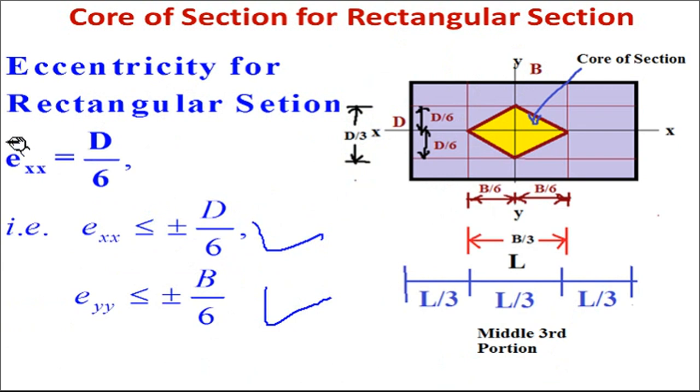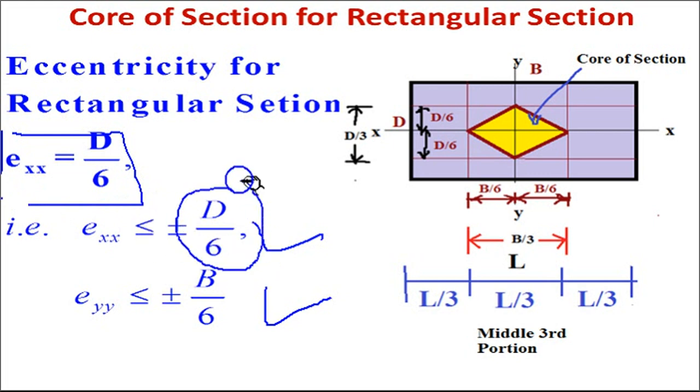Okay, same thing I have mentioned here. So exx will be equal to d by 6. That is, exx should be less than or equal to plus minus d by 6, and eyy should be less than or equal to plus minus b by 6. So this is the condition of no tension for a rectangular section.